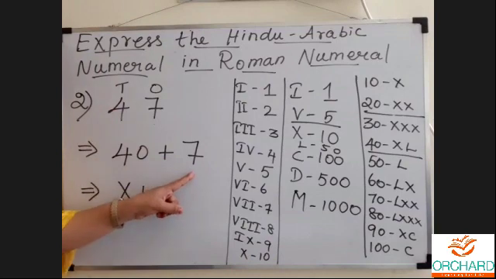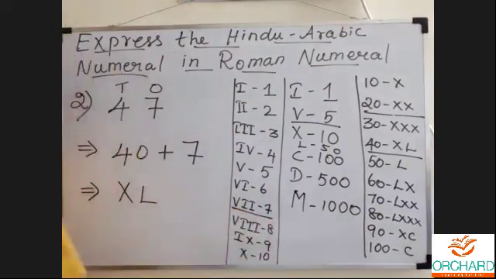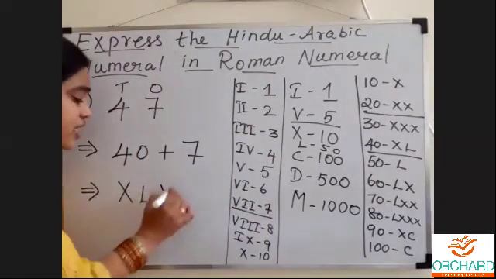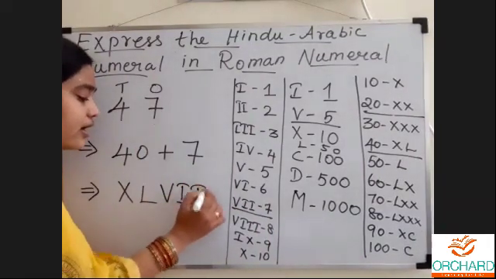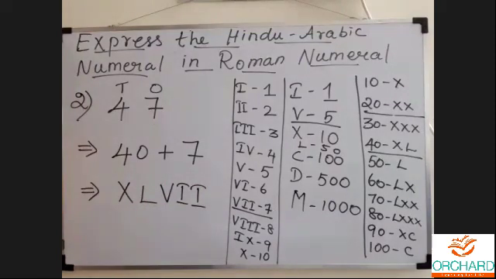So here the value is 7. How can we express 7? 7 can be expressed as VII. Very good. Once again, I repeat. Here we are going to express the Hindu-Arabic numeral in Roman numeral.